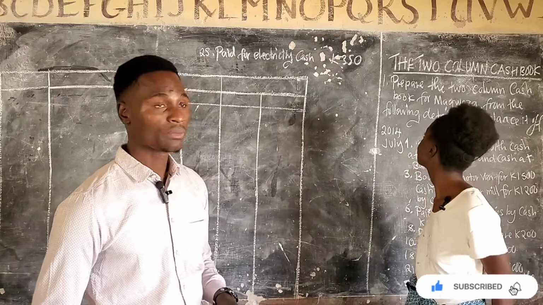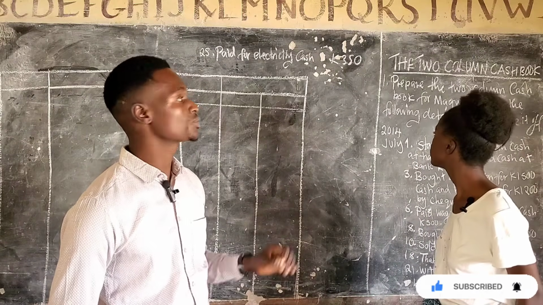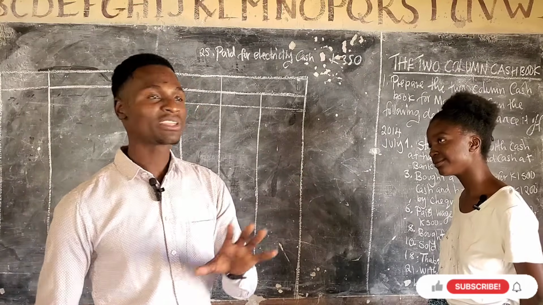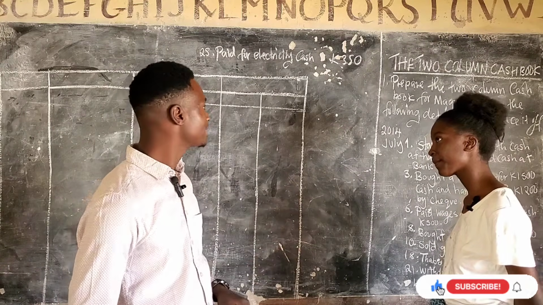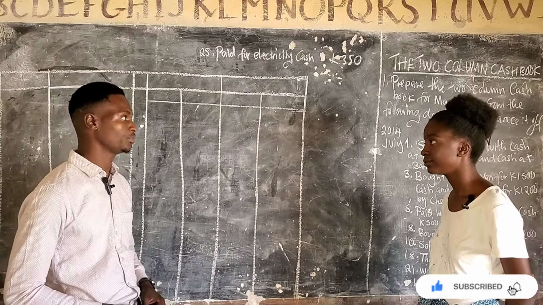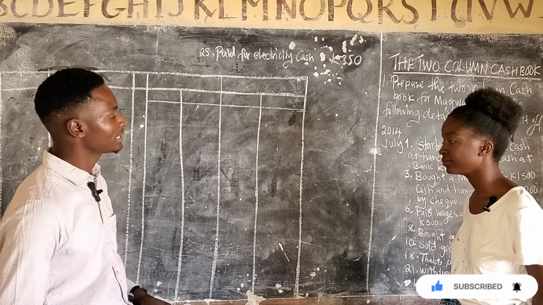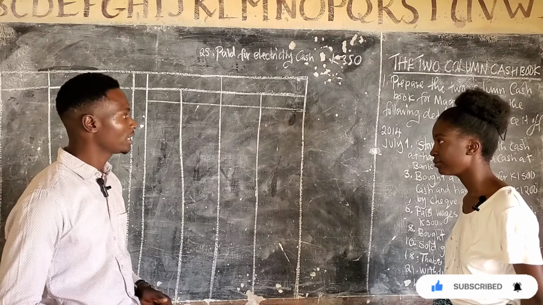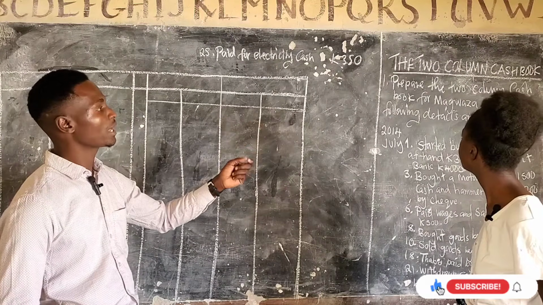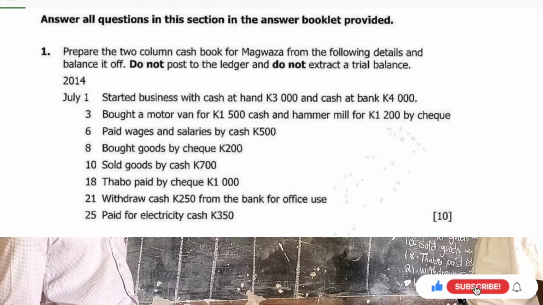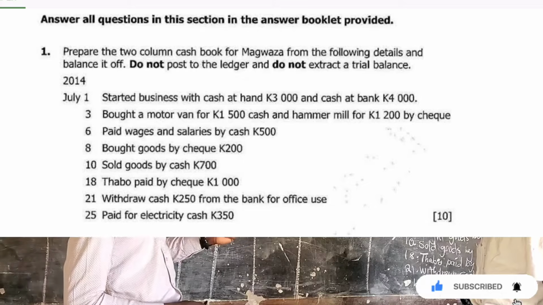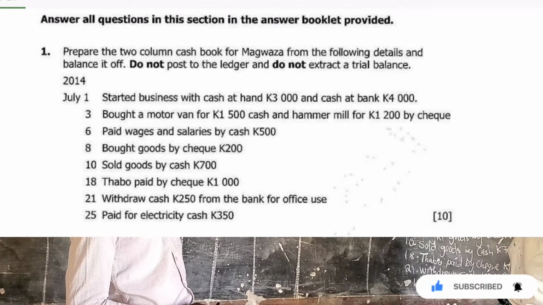In today's video, we are going to look at the two-column cash book. I am with Blessed Chisala, and together we are going to answer this question, the two-column cash book. Without wasting much time, let's get started. Let's read the question. The question reads, prepare the two-column cash book for Magwaza from the following details and balance it off. All right, so we have these transactions here.